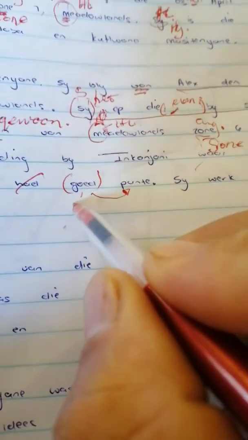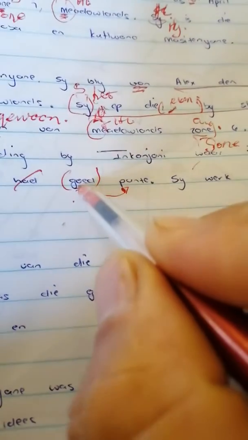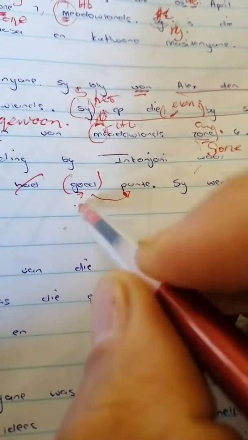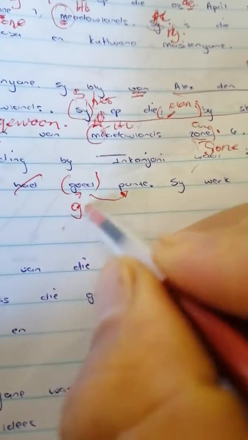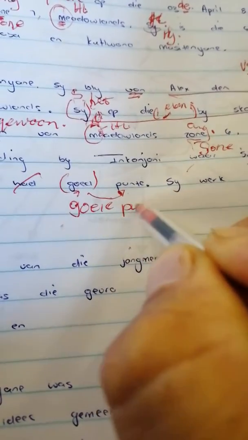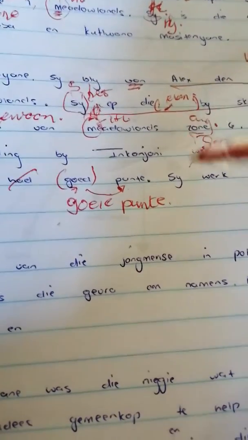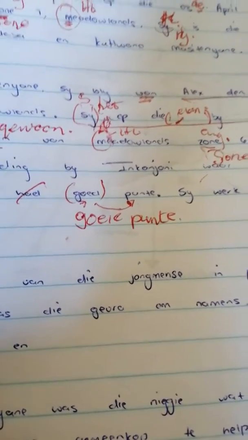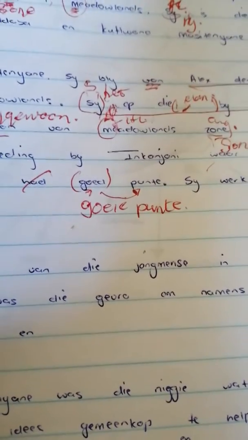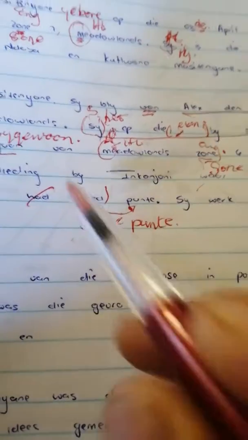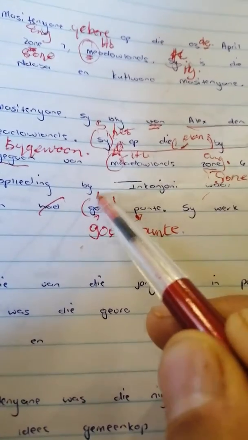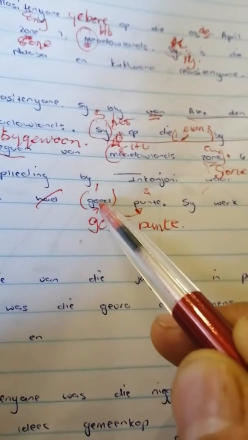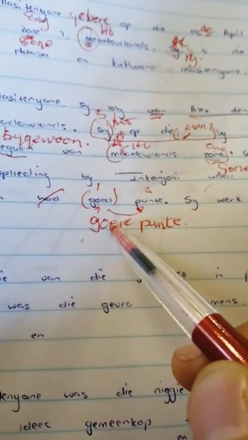Remember, with attributiewe byvoeglike naamwoorde, the form of the word must change, okay, in this position 1, right? It should be goeie punte, okay. Please search the video on attributiewe byvoeglike naamwoorde or byvoeglike naamwoorde on my channel, just so you can get this proper, right? In the sentence position 1, there is my noun in position 2. All right, so here the form of the word must change into attributiewe form.